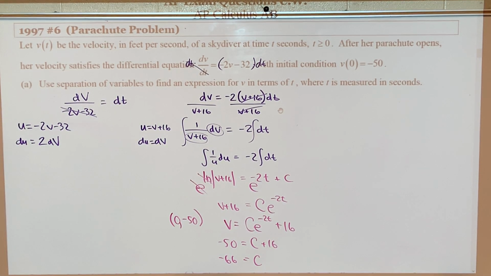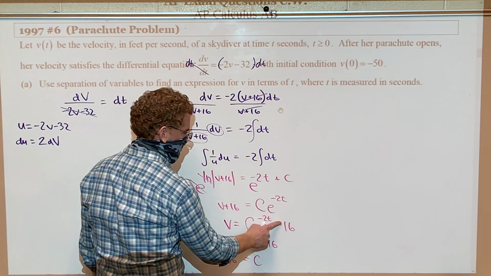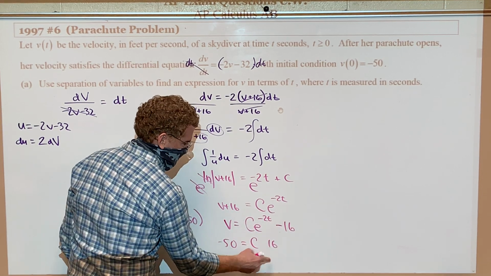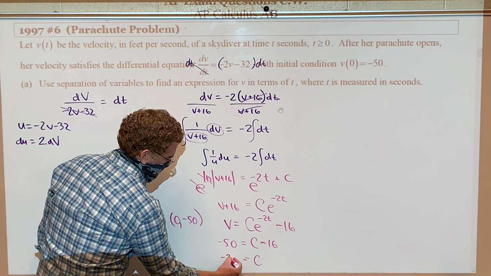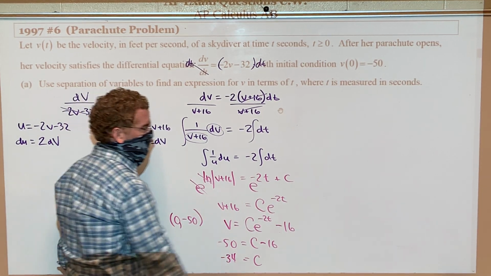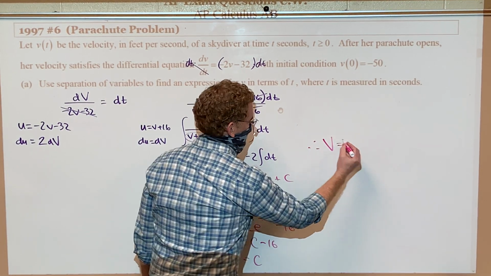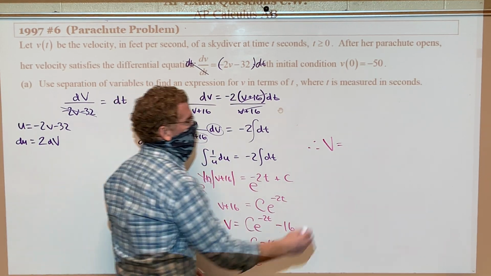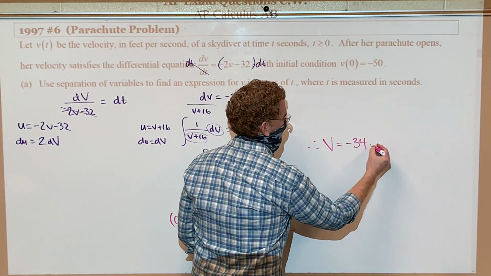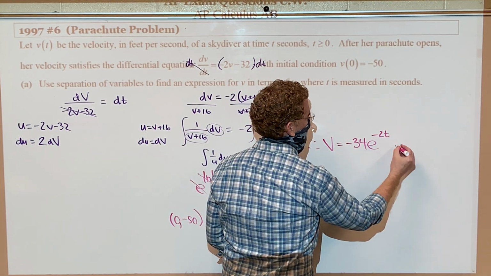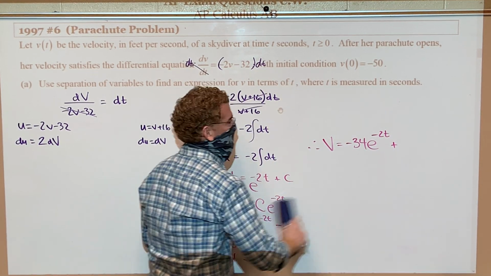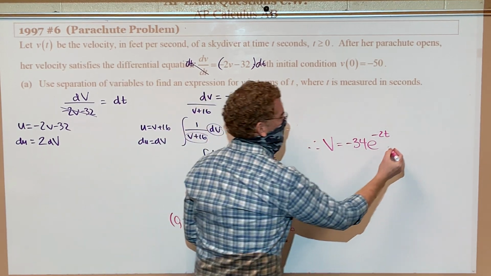My c is negative 66. Why did it minus 16? Oh, because I made a mistake. Thank you. Which means that is a negative 34. So my velocity is negative 34 e to the negative 2t, plus minus again, minus 16.